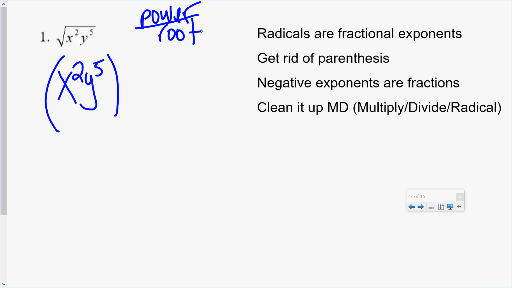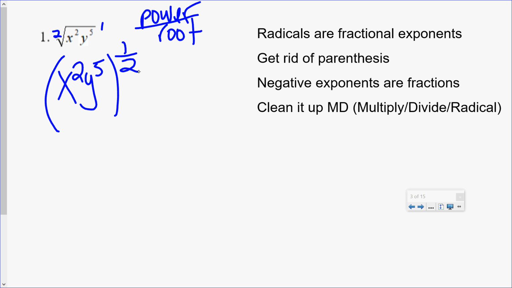So what power is this whole thing being raised to? 1. The root is what's in front of the radical, and if there is no root written for a radical, it's an imaginary 2. I know most things are an imaginary 1, but for a radical, it's a square root, it's an imaginary 2, so the fractional exponent is 1 over 2. This is the opposite direction of what we did last lesson. First step, if I see a radical, rewrite it as a fractional exponent.